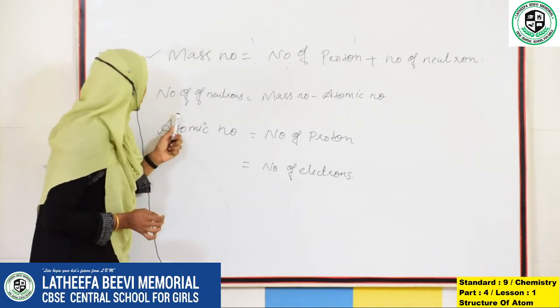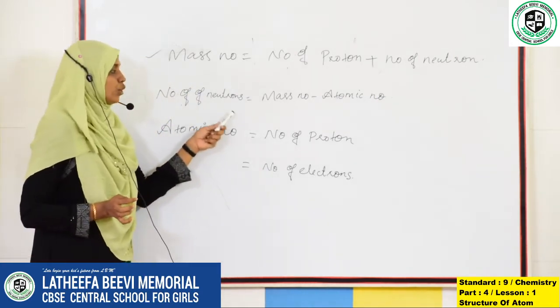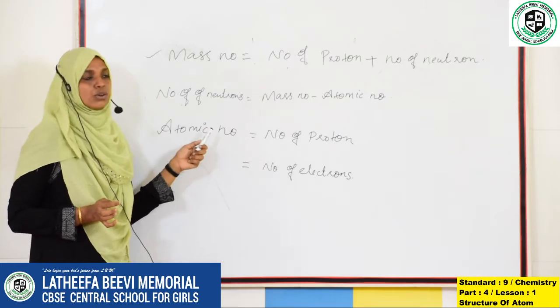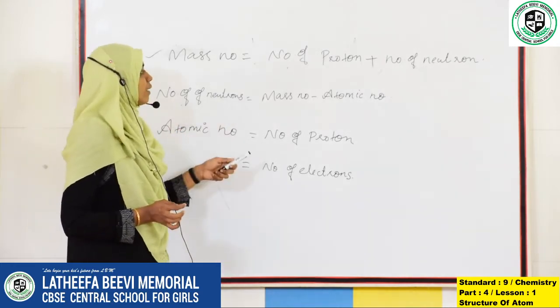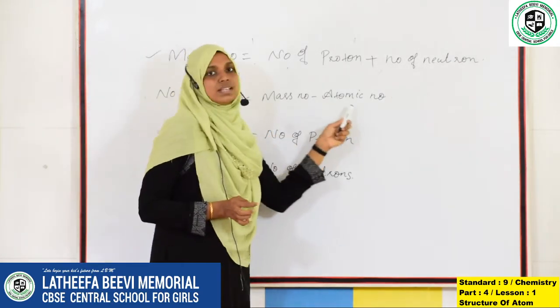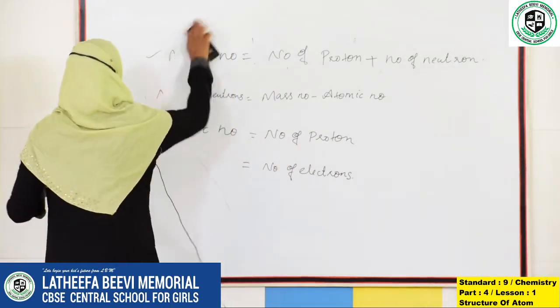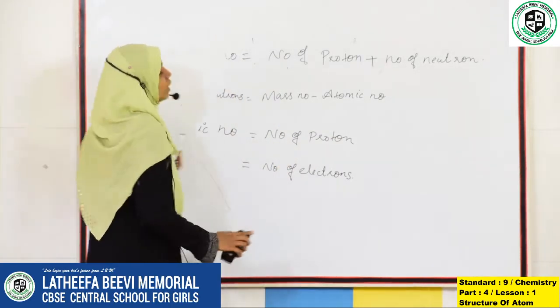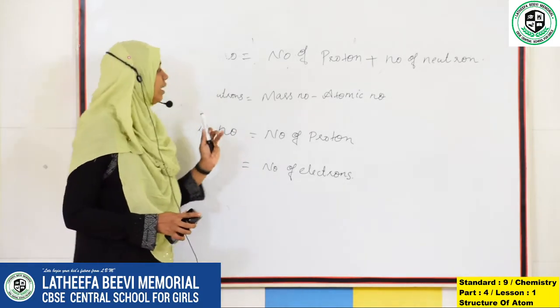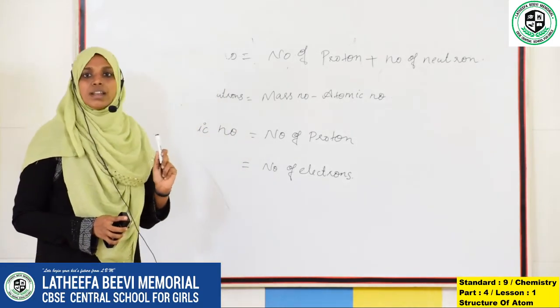Then we discussed the number of neutrons. How can we find the number of neutrons? The number of neutrons we can find by the mass number minus atomic number. Okay, clear? So, in this class we discussed atomic number, then mass number and number of neutrons.